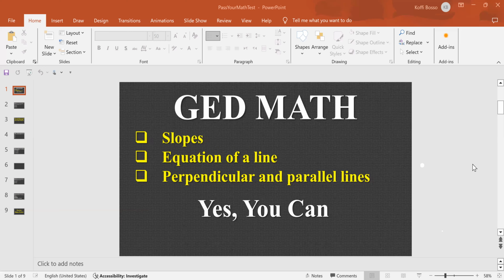DED maths: slopes, equation of a line, perpendicular and parallel lines.